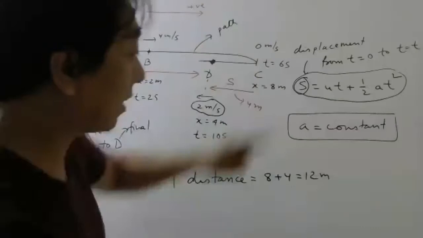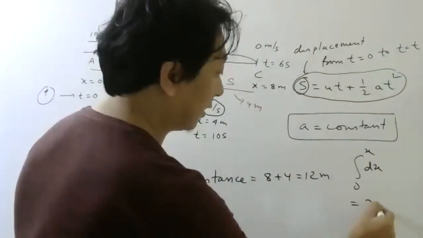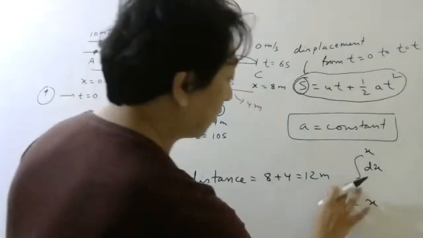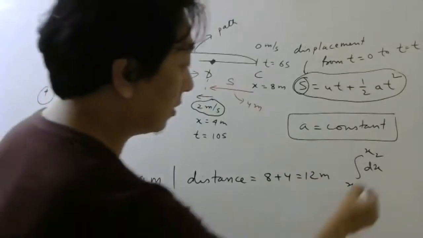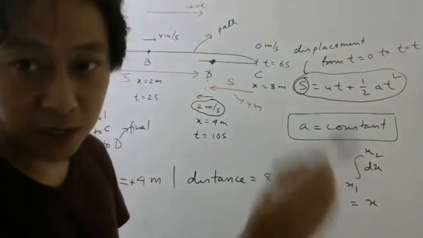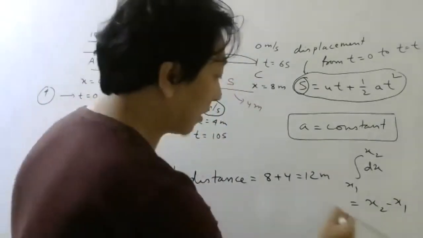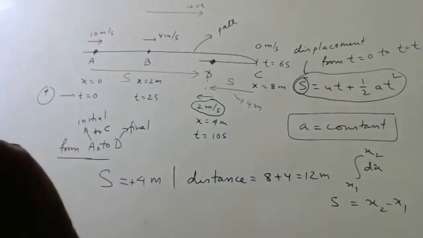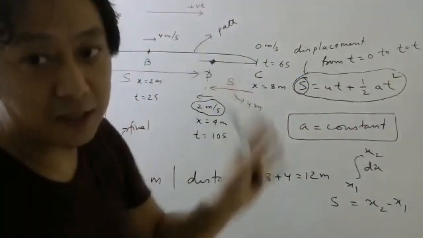If you remember, this came from the integration of dx from 0 to x, and that is x. For example, if I want from x1 to x2, what will this give me? Integration of dx is x. Put the upper limit and lower limit, you will get x2 minus x1, and x2 minus x1 is displacement. So remember, the left side of this equation is not distance, it is displacement.